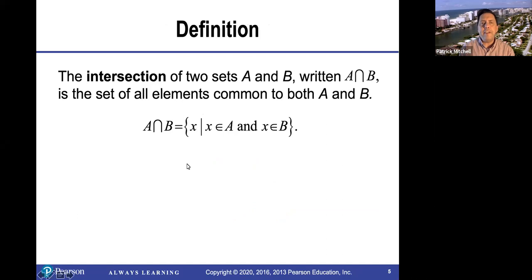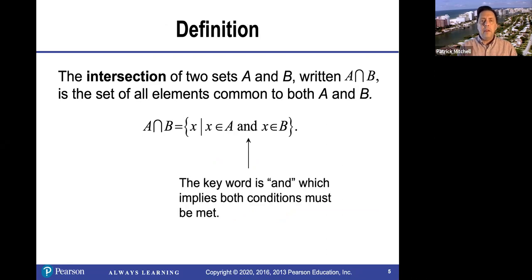And here is the definition. The intersection of two sets A and B, which is written like this with this kind of upside down U looking thing, is the set of all elements common to both A and B. In other words, A intersect B is the set of all X such that X is an element of A and X is also an element of B. Notice the key word for intersection is "and." That implies both conditions must be met.